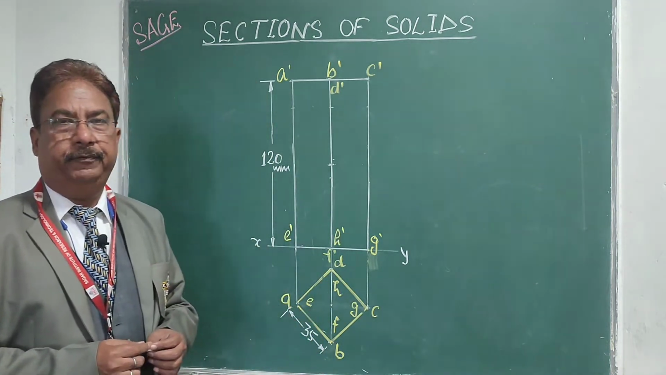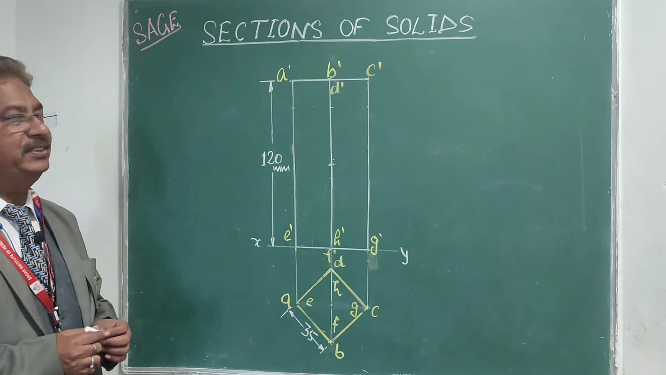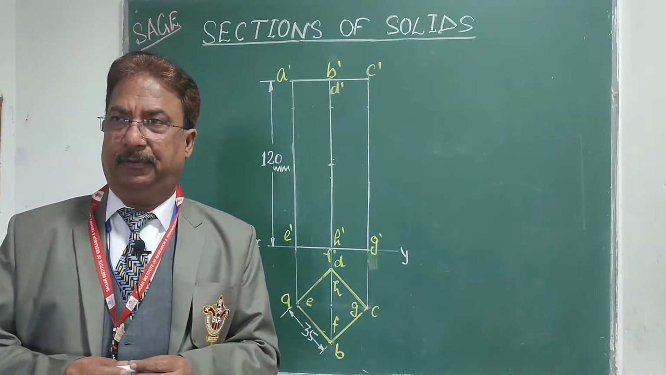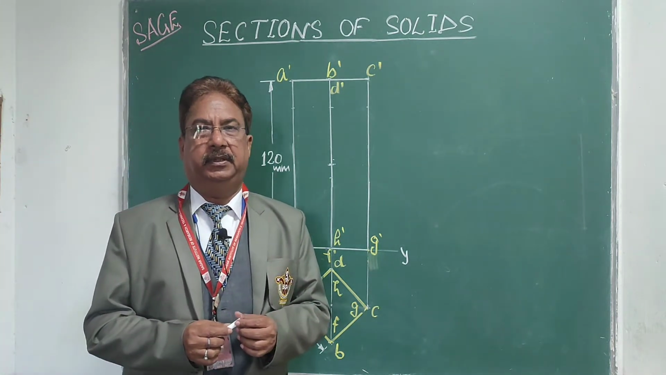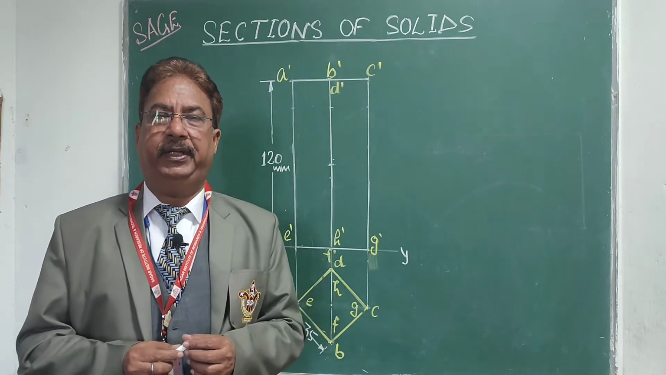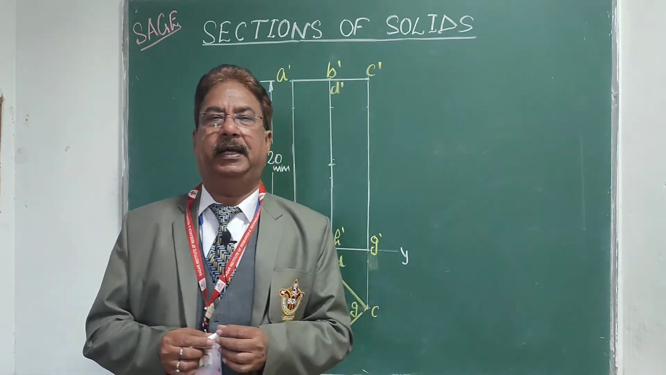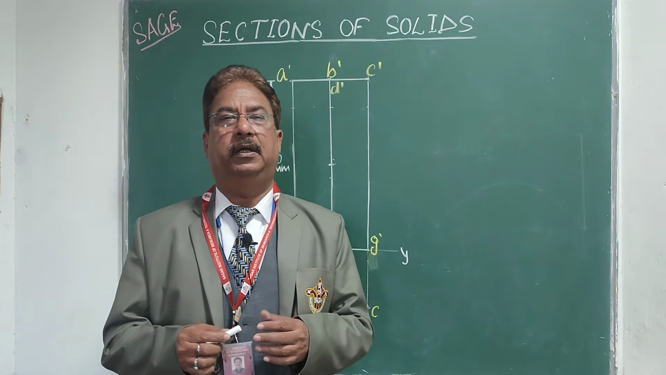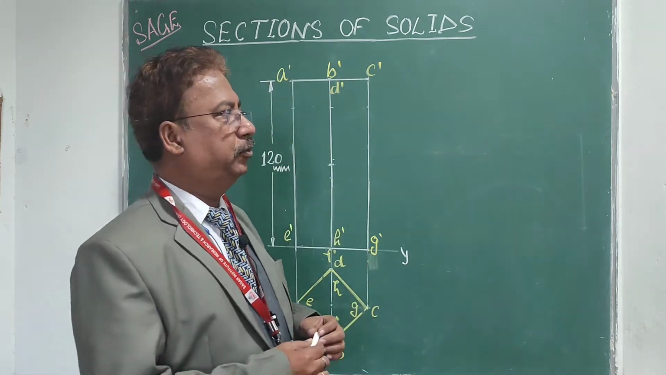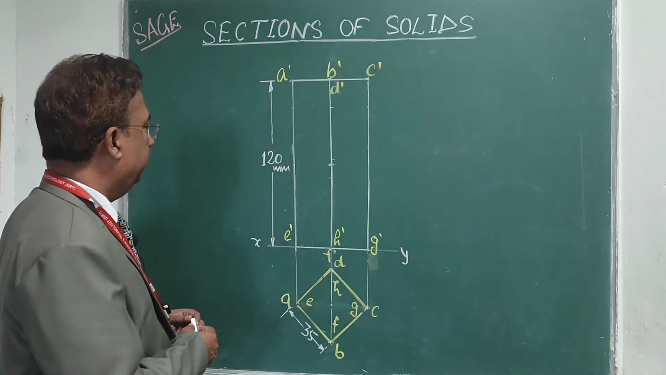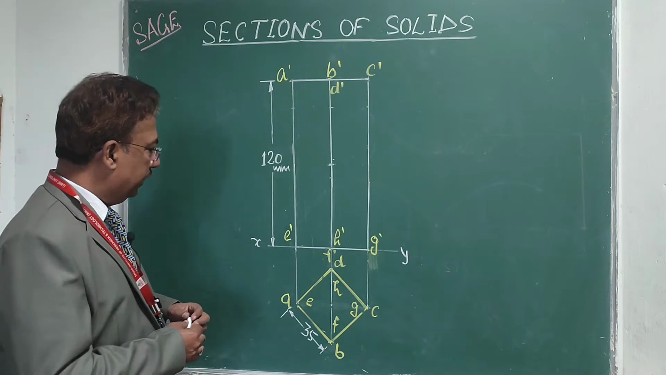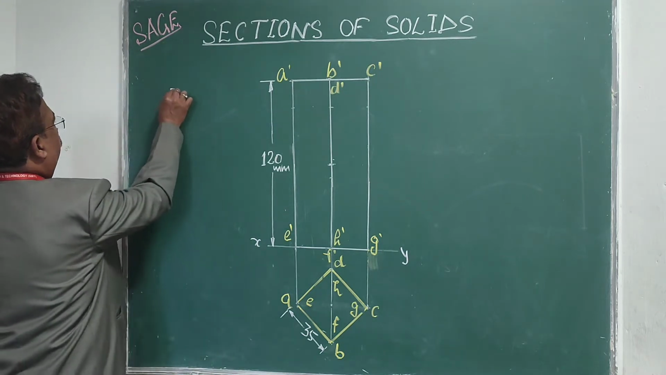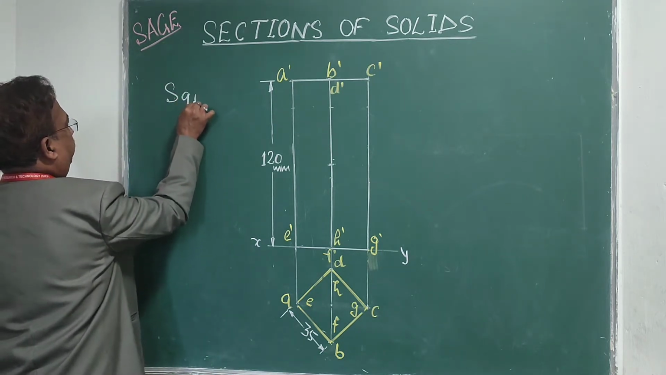Here I am with another problem on sections of solids, one of the very interesting problems. If you remember, earlier we solved a problem where from a cube we got a regular hexagon. A similar type of problem will be here again, with a simple solid, a square prism. So a square prism will be given to me.